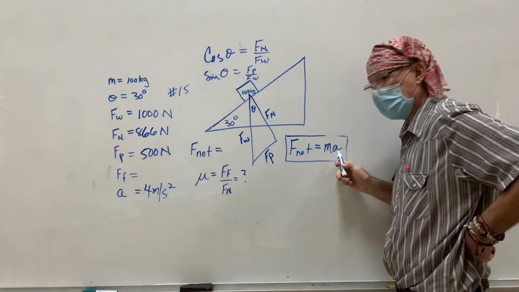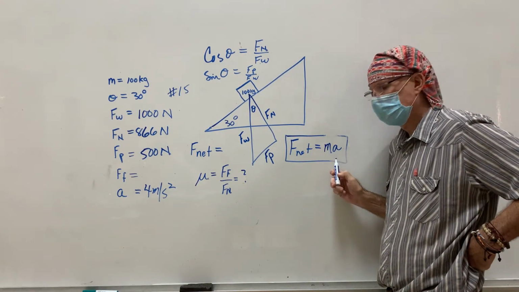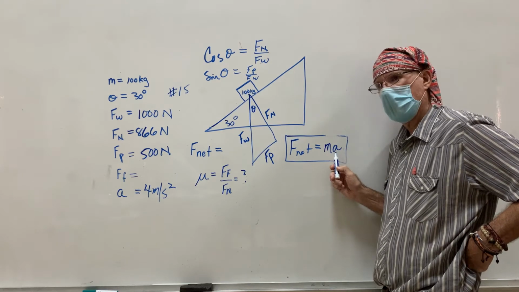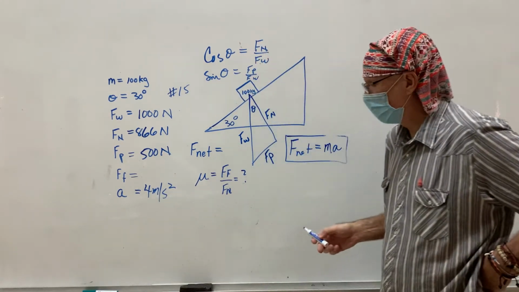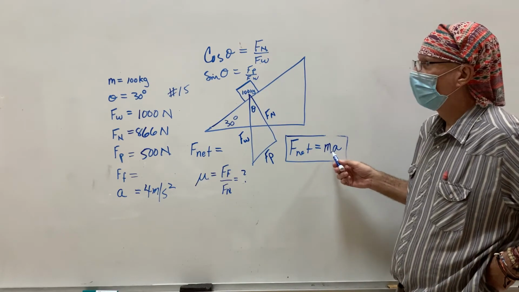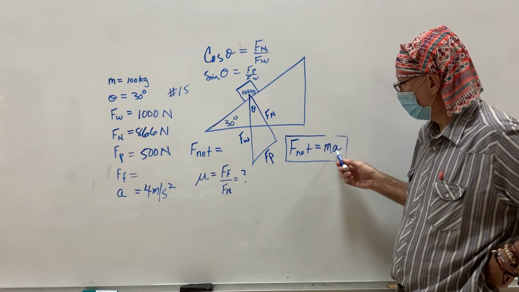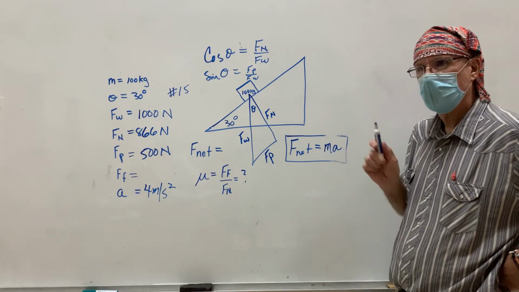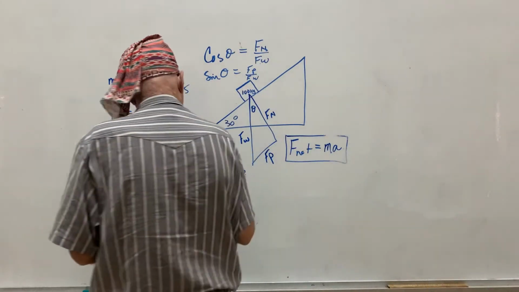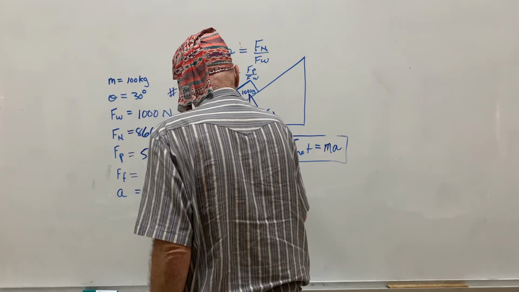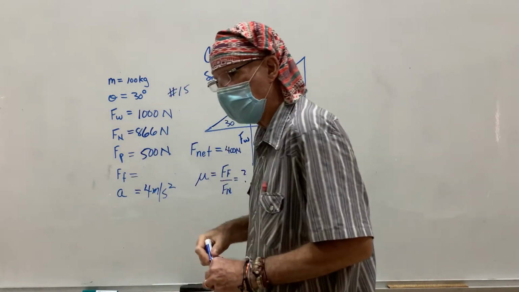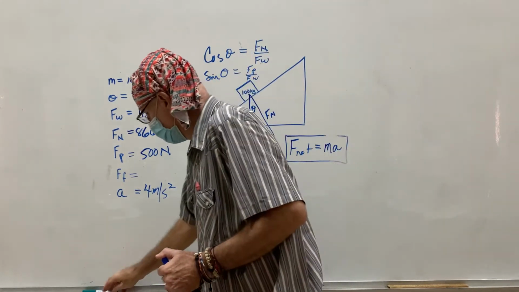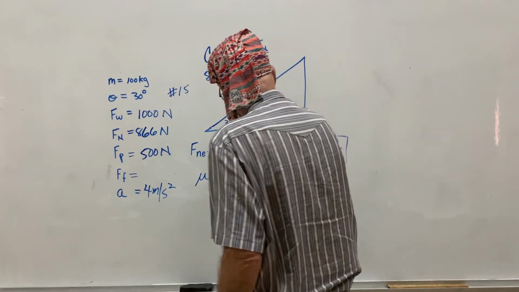I'm given N, correct? A is 4. What's M? 100. So what's 4 times 100? 400. So 400 is going to be F net, correct?